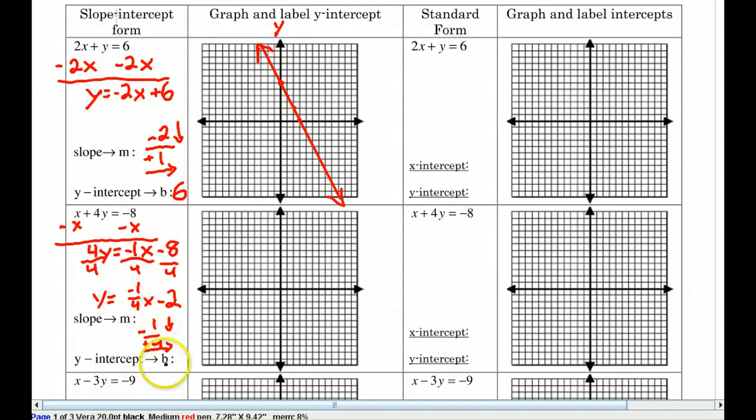Down 1, right 4. The starting point is negative 2. Start at negative 2 here, and then go down 1, right 4. Or you can also go up and left. Remember, you can flip-flop the negative and positive signs and go in the other direction as well.